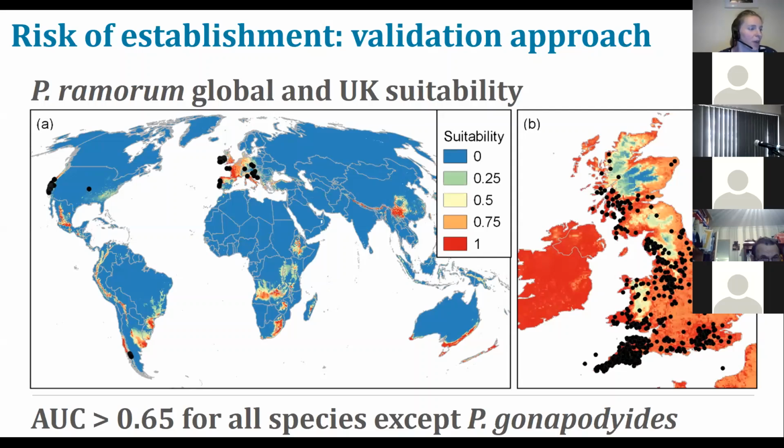And the UK maps show the UK suitability predictions from those models, and the black points are the validation records. So these are just limited to natural and outdoor managed environment, and the regions with higher predicted suitability do seem to broadly match with the known distributions of Phytophthora ramorum in the UK. And the AUC is 0.74, and across the other 8 Phytophthora species, the AUC exceeded 0.65 for all species except for Phytophthora gonopodiades.